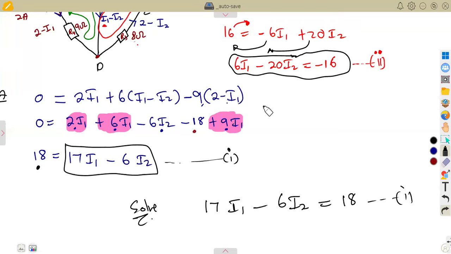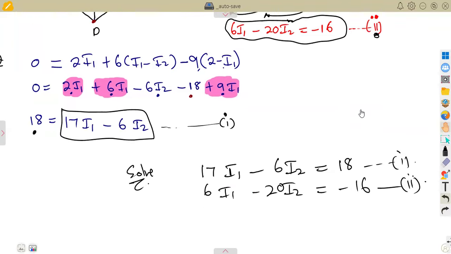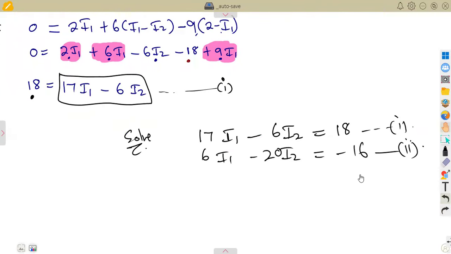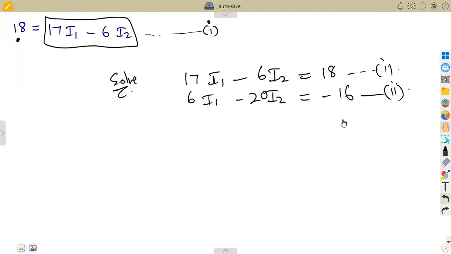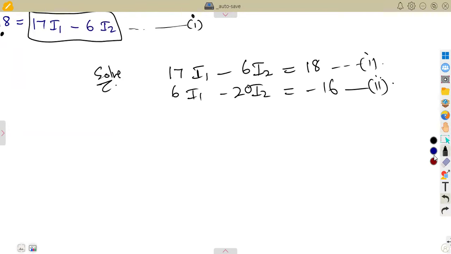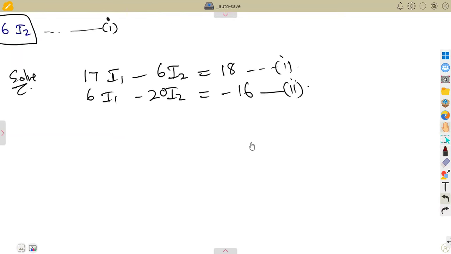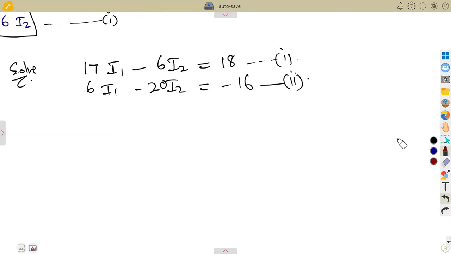So as we can see, you have got your current 1 and also your current 2. Your equation 2 is 6I1 minus 20I2 is equal to minus 16. That is our equation 2. So equation 1, equation 2: these are the two equations that we are having. According to the part that I talked about previously, we can use our elimination method. We can eliminate I1, we can eliminate I2, depending on what you want. You can even use the substitution method. So I want you to use any method to prove if you are having the same answers.